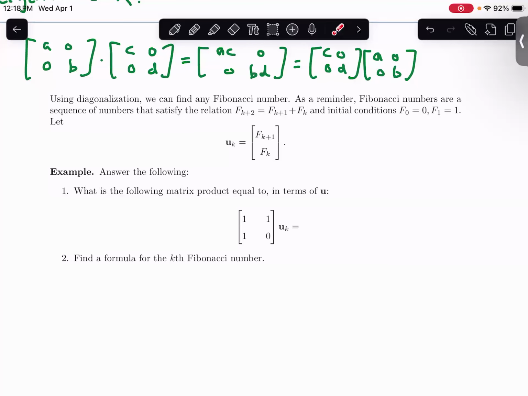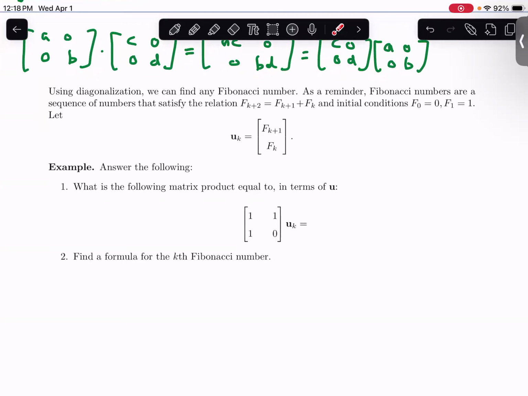So the main point of this, like I've been talking about, is how using powers of matrices could be helpful for solving certain kinds of problems, and we know how to find powers of matrices now via diagonalization, via eigenvectors and eigenvalues. And so using diagonalization, we can find any Fibonacci number that we want. You can find the 1000th Fibonacci number just by doing a matrix product. And there ends up being a pretty nice formula for this that we can derive.